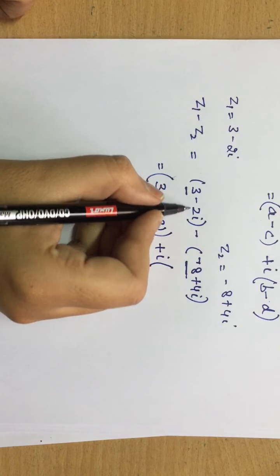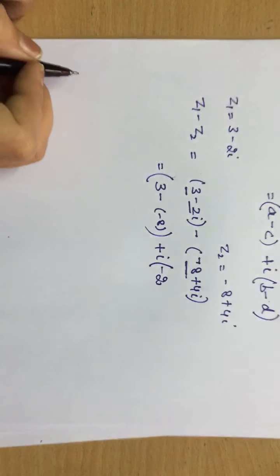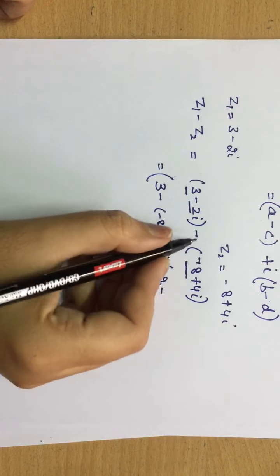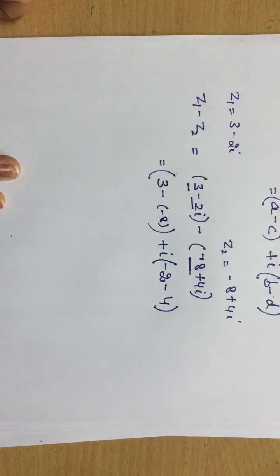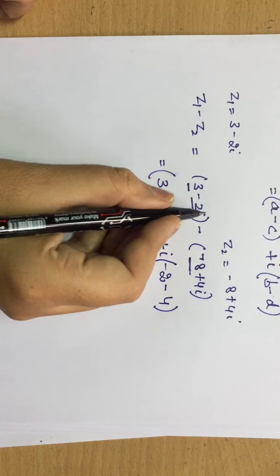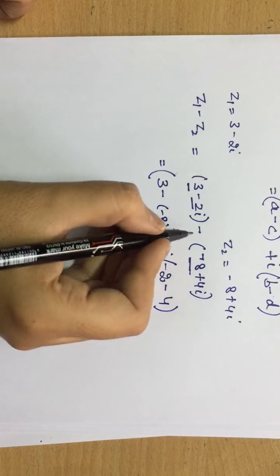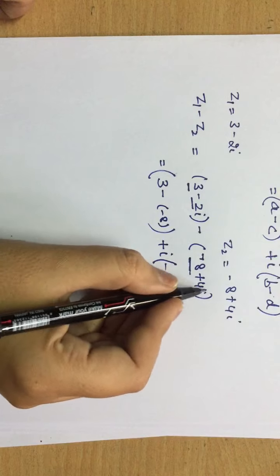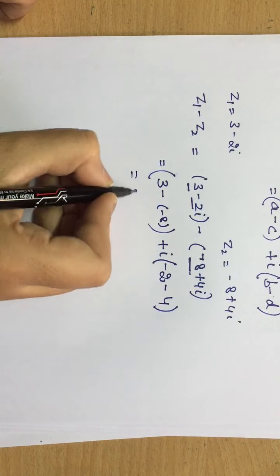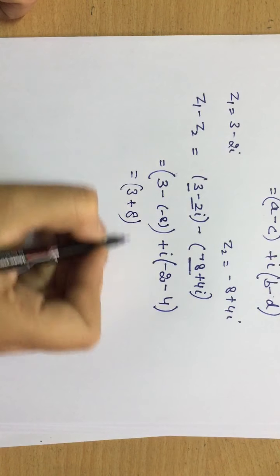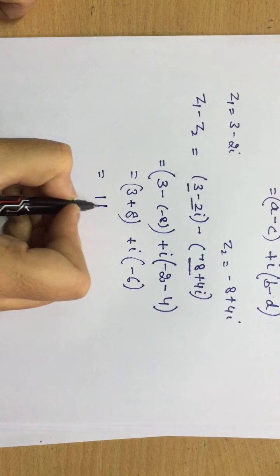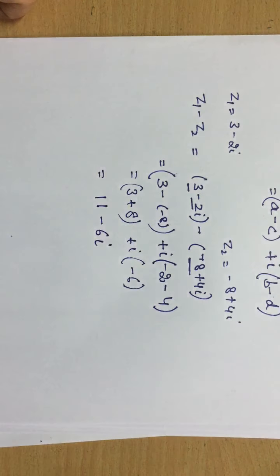Imaginary part of z1 is minus 2, then the sign and then 4. Imaginary part for this is minus 2, then minus sign because we are subtracting, and then the imaginary part of z2, that is 4. So it will be 3 plus 8, plus iota and it will be minus 6. So this is 11 minus 6 iota.